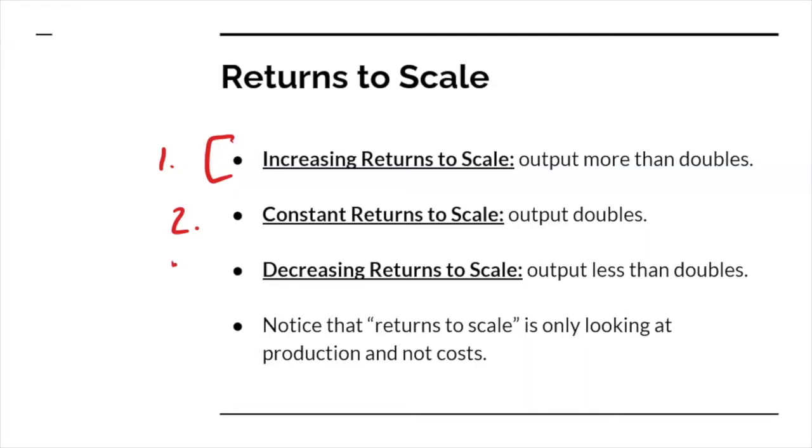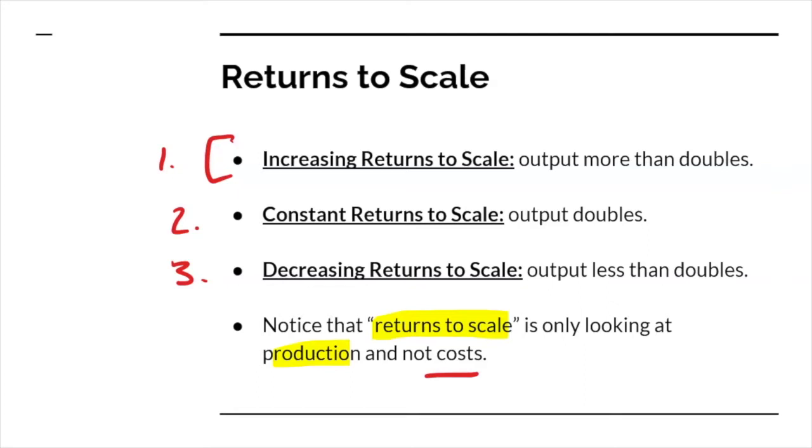And lastly, number 3 is decreasing returns to scale. That's when the resources or inputs you're putting into making the final product double, but your output less than doubles. It should make sense why that's called decreasing returns to scale, because you doubled the amount of resources, however your output or production less than doubled. Notice on our last point that returns to scale is only looking at production and not necessarily costs.